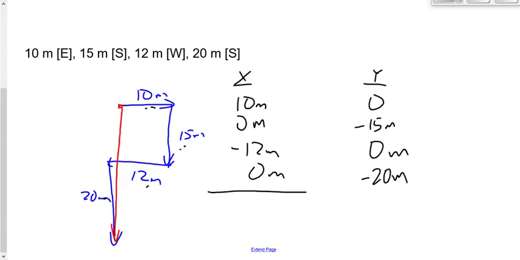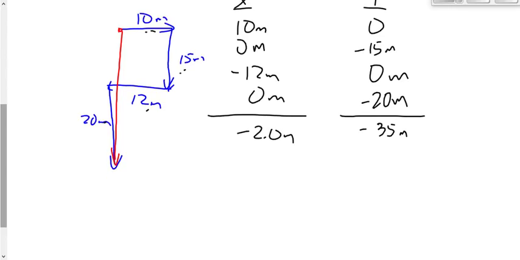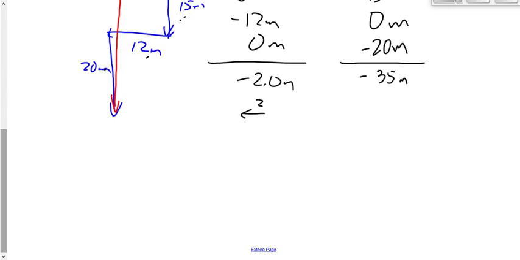So let's add these up now. 10 plus negative 12 gives me negative 2. Negative 15 plus negative 20 gives me negative 35. So now I'm going to add these up. I'm going to say negative 2 plus negative 35. By the way, I don't need to label that as negative because the direction of the arrow shows me that it's negative.